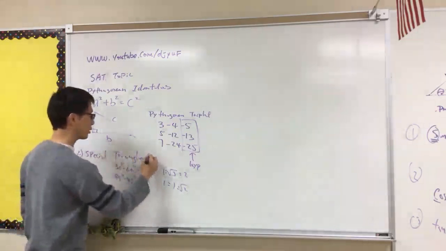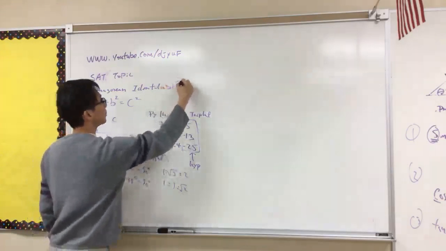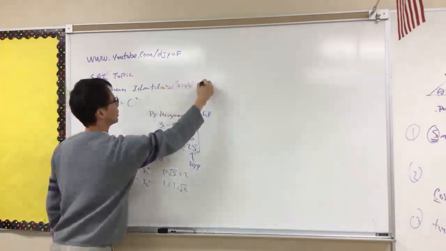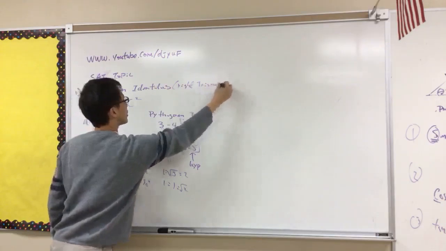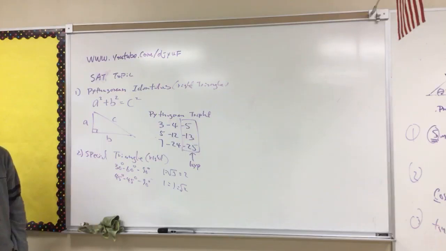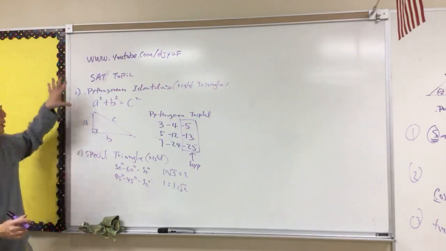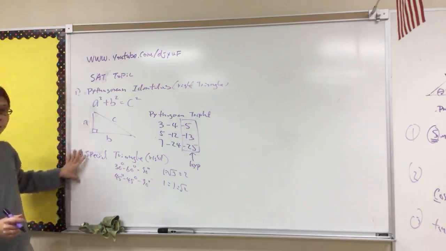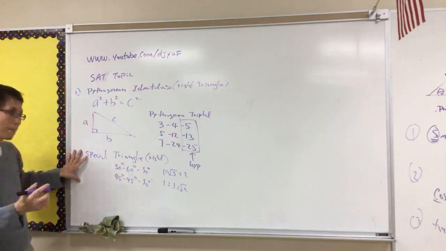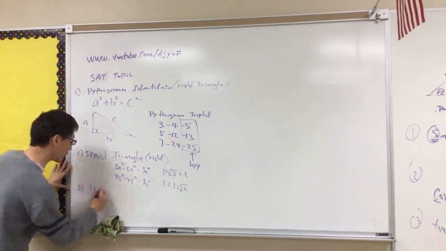So all those are right triangles. Those are the two things that you need to know as far as right triangles go. The last one could be applied to all triangles. That's on SAT as well. So this is on SAT, this is on SAT, and we're going to talk about how this question is presented. Okay? The last one here is the third one. It's called triangle inequality. Do you guys remember that?